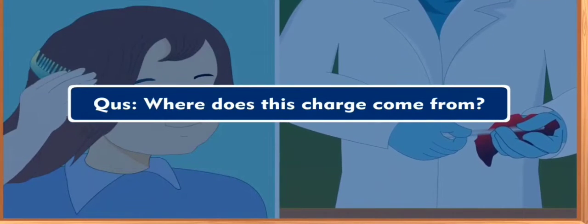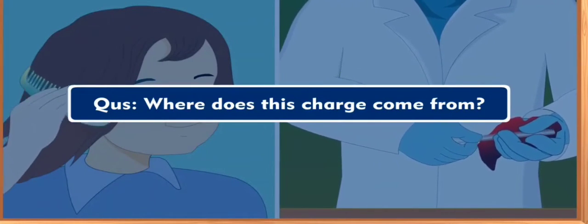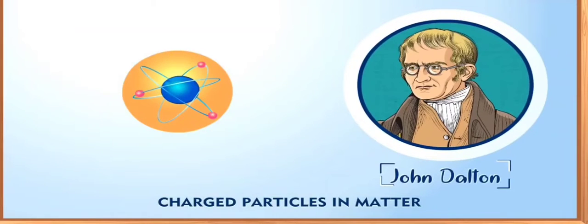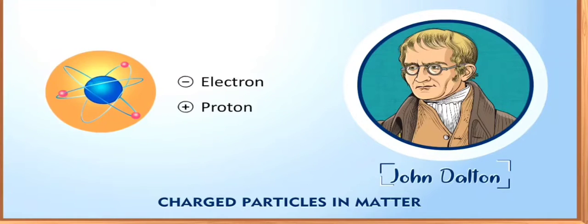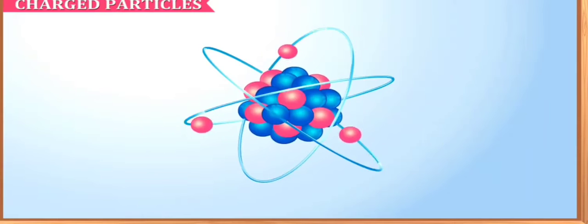Where does this charge come from? We can answer this question if we first note that an atom is divisible, unlike what was proposed by Dalton's atomic theory, and it consists of charged particles. These charged particles are electrons and protons, and it is because of them that uncharged bodies get charged. Now let us discuss when these charged particles were discovered.